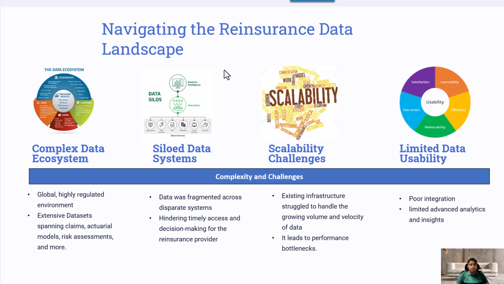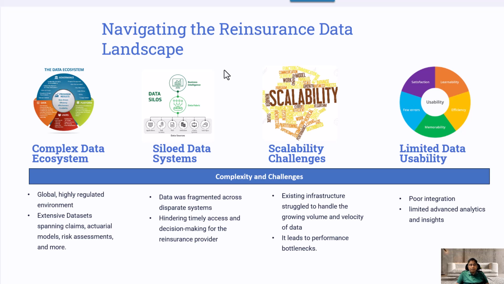And data is in siloed systems, because data is fragmented across disparate systems, in different software and different geographies. You name the technology, all these technologies are there. The problem with this approach is that it hinders timely access for decision making for the reinsurance providers, because if the data is disparate and very difficult to get insight from, and when I say data silos, it means that if data is siloed so much, you will not have full accessibility to that data, which leads to big problems of delayed decision making.